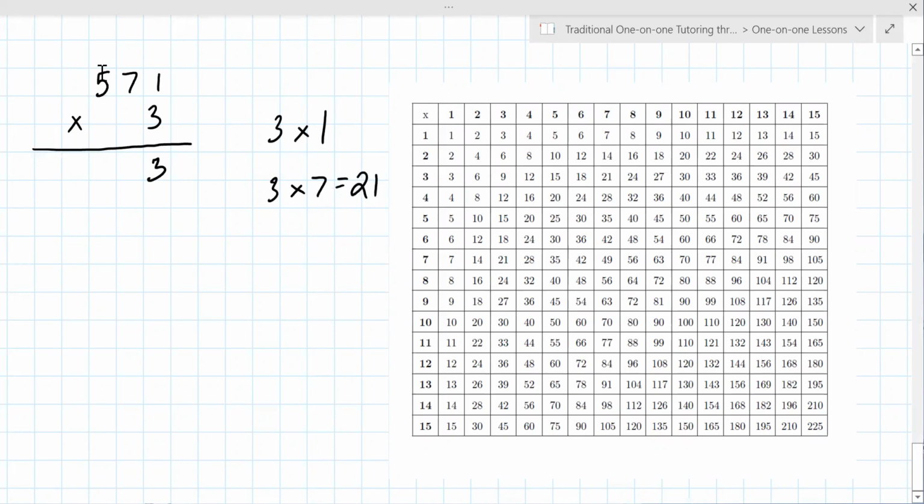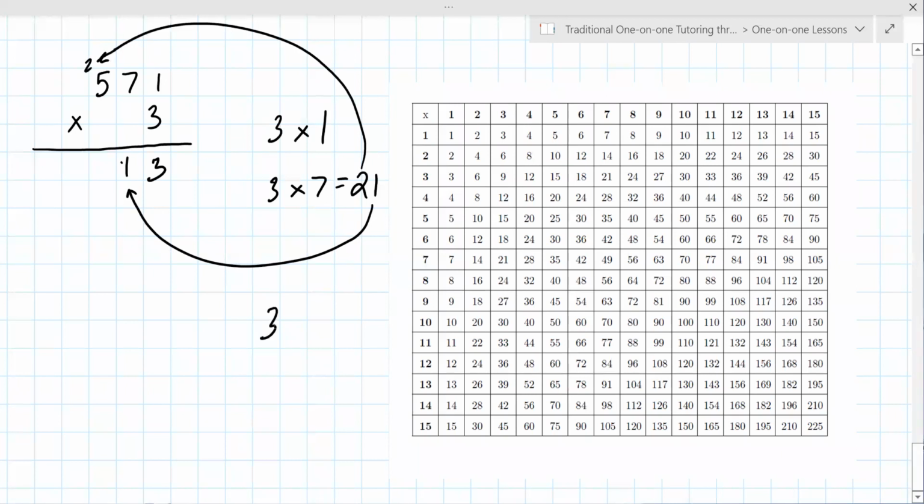21. Is there a carry? Is there a number above the 7? There is. What's the number above the 7? I don't see anything above. That's okay. There's no carry, no number above the 7. So the 1 from 21 goes there. The 2 becomes the carry above the 5, the next one over.